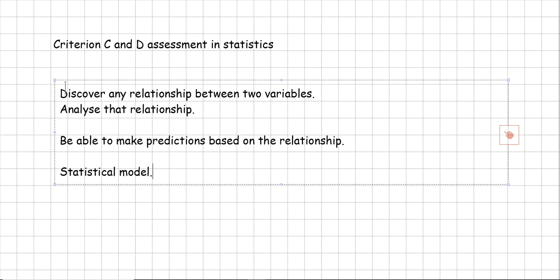Okay, so hopefully you would have a reason for doing this model. You'd come up with that. And that's something you can state at the beginning of your work, right?